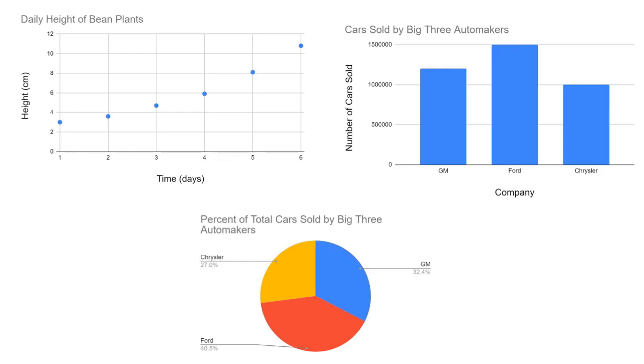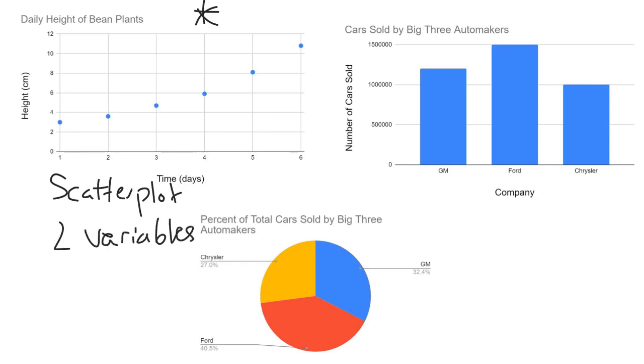So if we look at this graph up at the top left-hand corner, this one right here, this is called a scatter plot. And the reason why we use a scatter plot is to be able to tell the relationship between two variables. And we're trying to find the relationship between them.